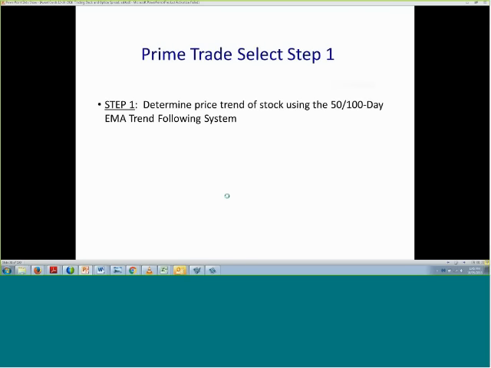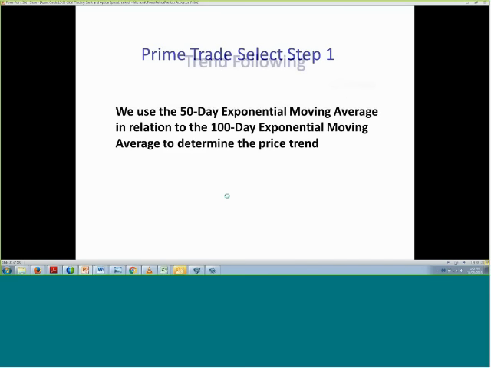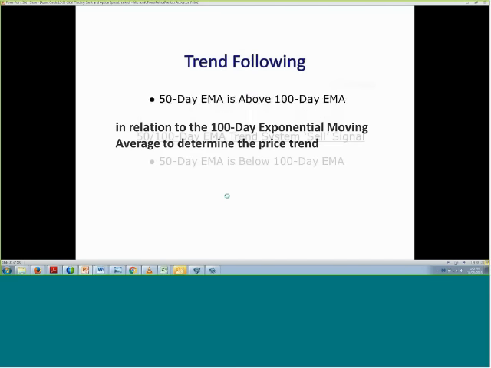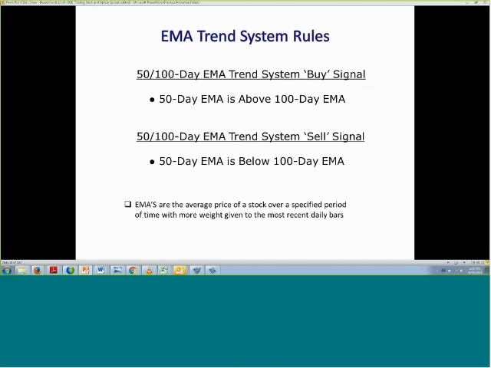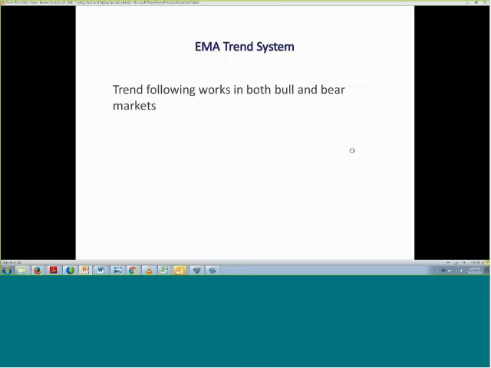So we use the 50 and 100-day exponential moving average to determine the price trend. If the 50-day exponential moving average is above the 100-day exponential moving average, then that stock is on a buy signal. And if the 50-day EMA is below the 100-day EMA, then that stock is on a sell signal. And as I mentioned, the trend following works in both bull and bear markets. And in bear markets, instead of buying stocks, we buy bearish ETFs.